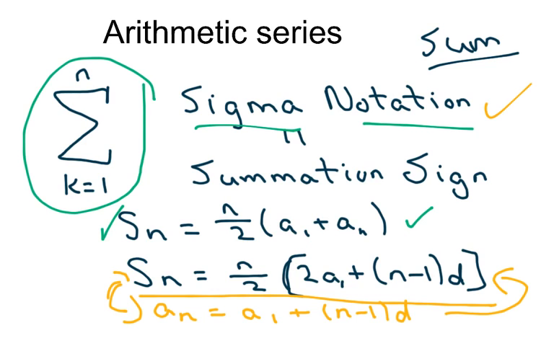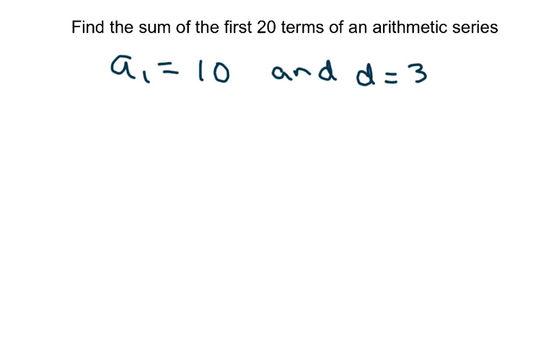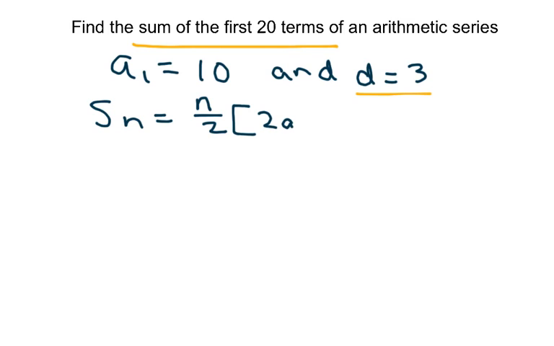Okay, so for the first example, they want us to find the sum of the first 20 terms of an arithmetic series. That tells you right away it has a common difference, where you're given the first term is 10 and the common difference is 3. So I'm going to use this formula here. The sum is n over 2 times 2 a sub 1 plus n minus 1 times d.